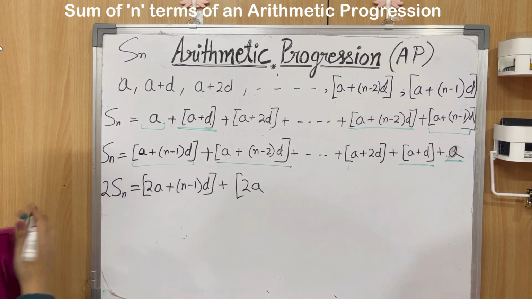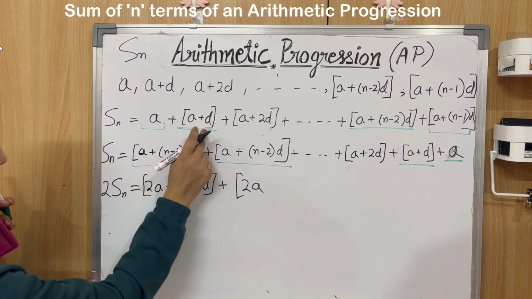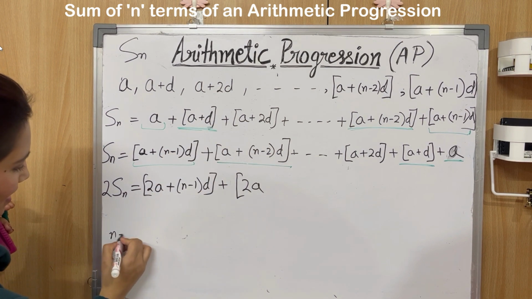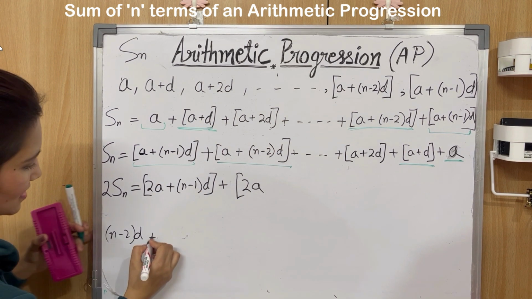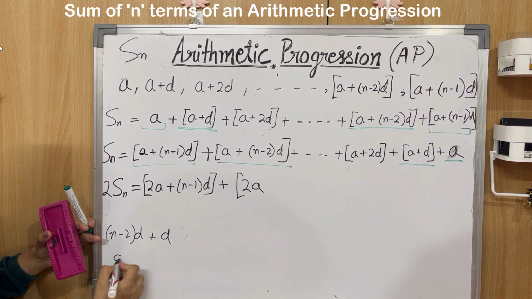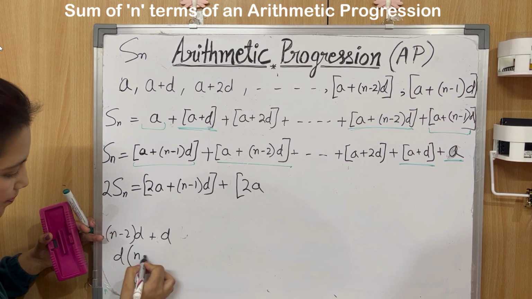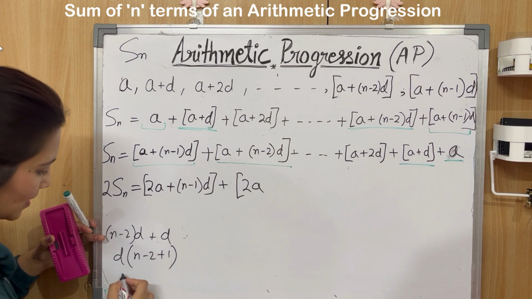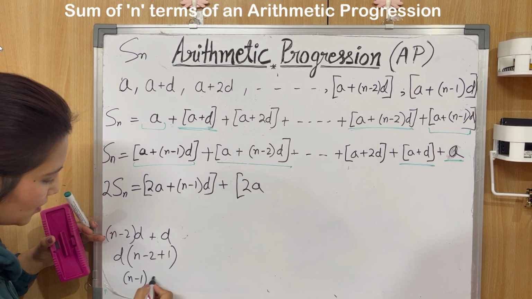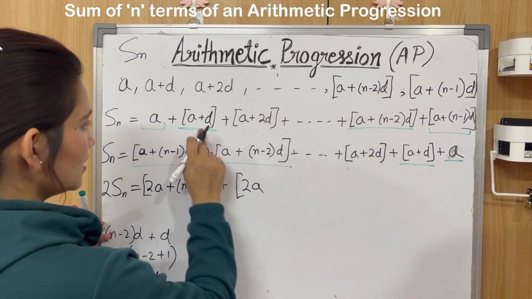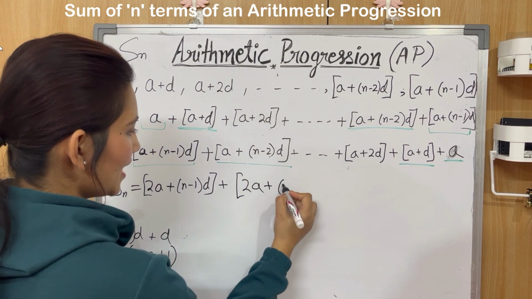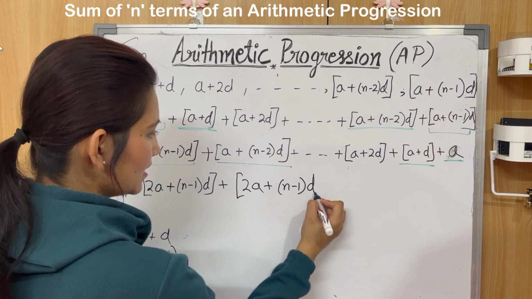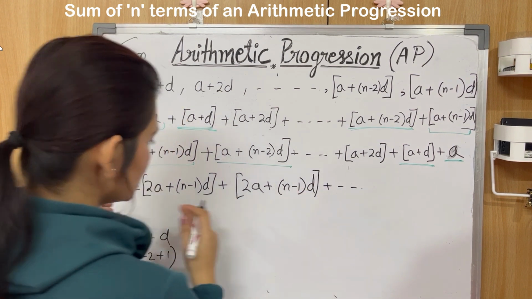So I'll just write it here. So it will become this plus d, means n minus 2 d plus d. So let's take d common and we'll get n minus 2 plus 1. So n minus 2 plus 1 is n minus 1. So n minus 1 into d, right? So this plus this will become n minus 1 into d. Okay, and so on.